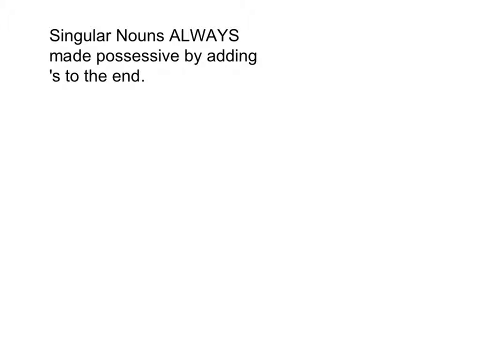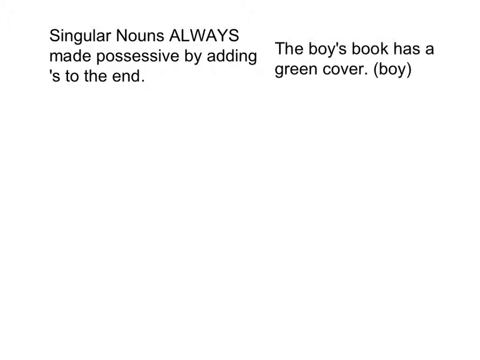All right, with singular nouns, it's very easy. And the reason why is there's only one rule when it comes to making singular nouns possessive. And that is that all singular nouns are always made possessive by adding an apostrophe S to the end of the noun. Let's take a look at some examples.